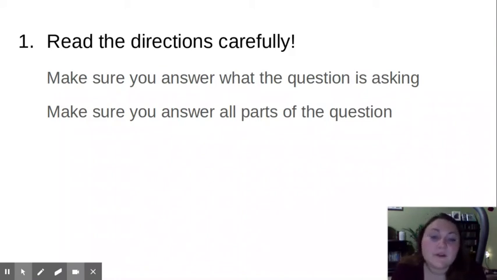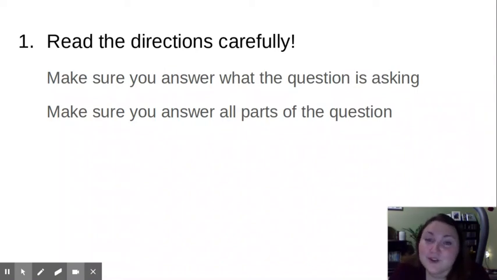And a real common reason for a student not to get full points on a homework question is just they're missing one of those 2 things. It's not that they got it wrong. It's just they stopped at the answer and they didn't justify or they didn't explain why. So as you go into our first unit assessment, keep those things really in mind. Make sure you're answering what the question's asking. Make sure you answer all parts of the question.